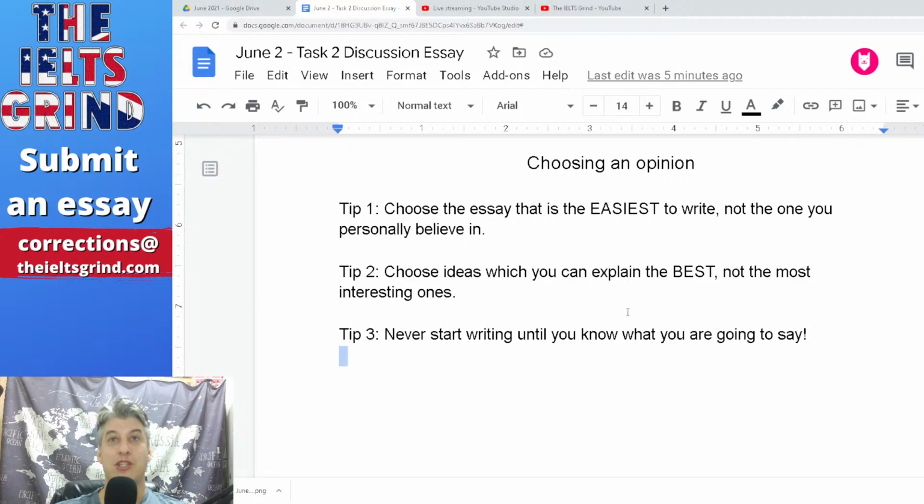Okay, tip 2. Choose ideas which you can explain the best, not the most interesting ones, okay? So make it as easy on yourself as you can. And tip 3, never start writing until you know what you're going to say.